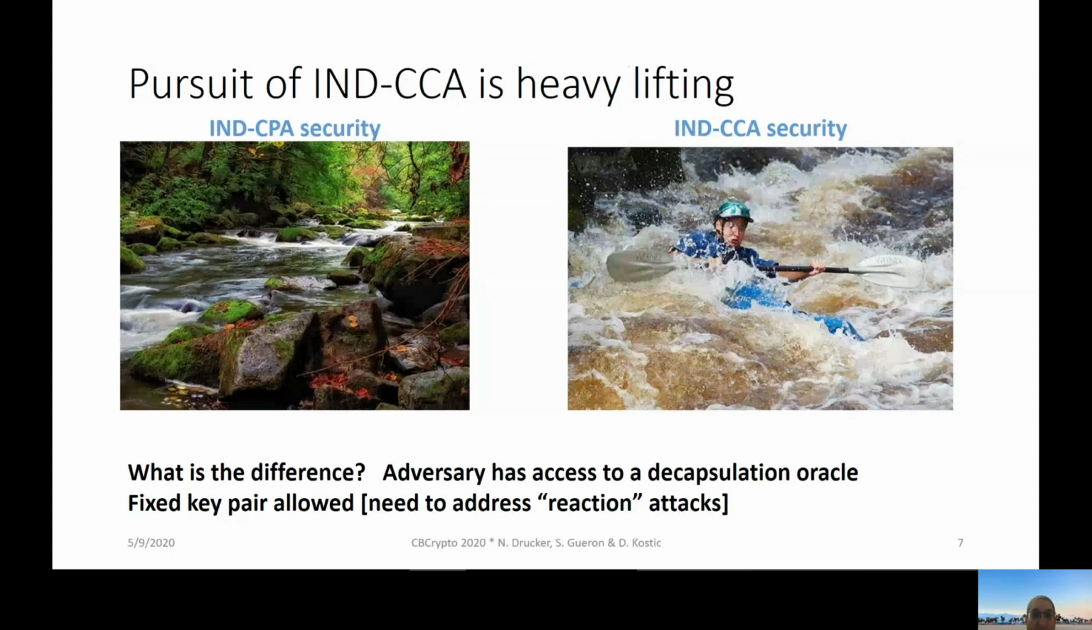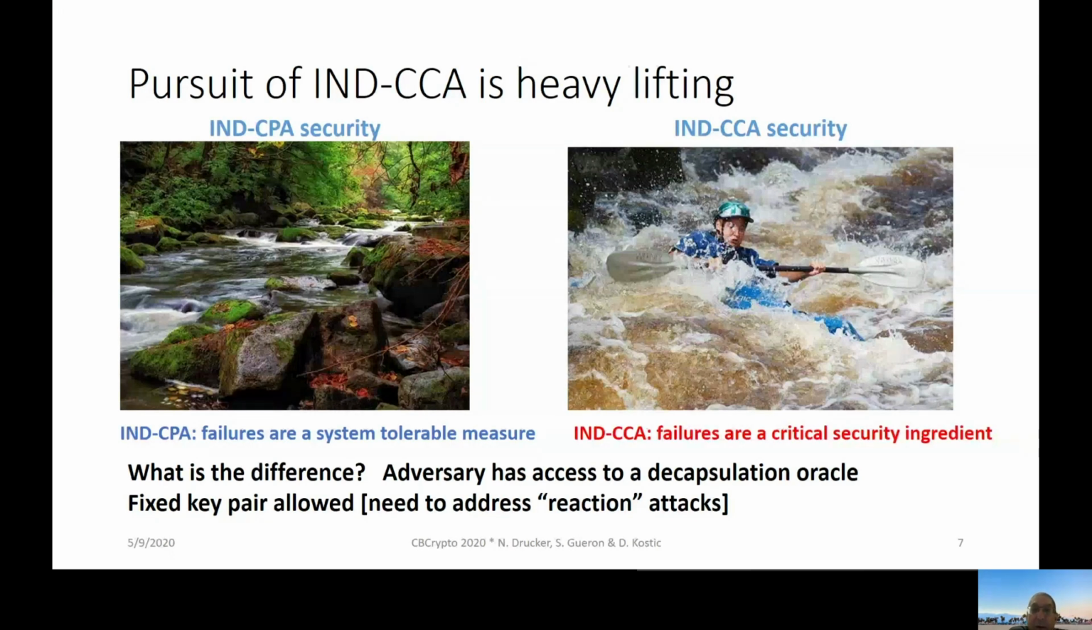And this is the challenge. So now things are completely different. In IND-CPA security, failures are a system-tolerable measure, so whatever you can tolerate in your system. But in IND-CCA, the failure rate is a critical security ingredient of the scheme. And this is the big difference.